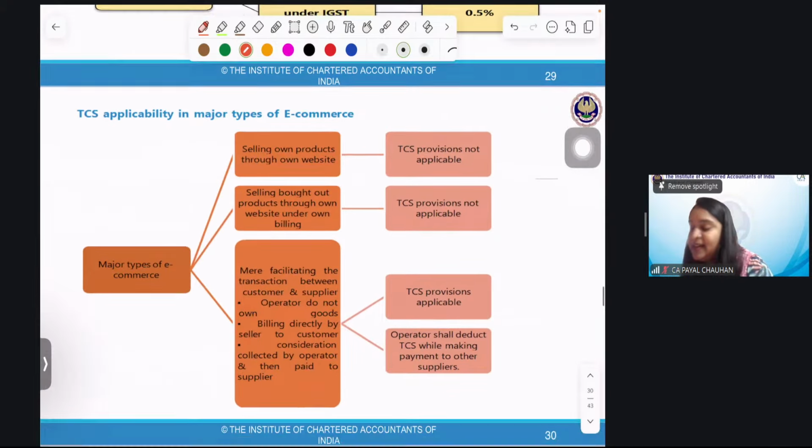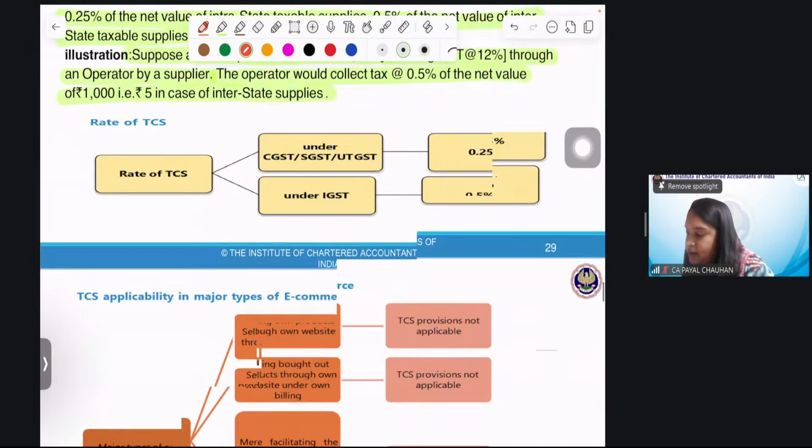Done. Applicability of major. Be honest with yourself. Don't look at the answers, right? I have explained it. Give the answer yourself. Collected from recipient. No, no, Navneet. The amount which will be collected from the recipient will be this.